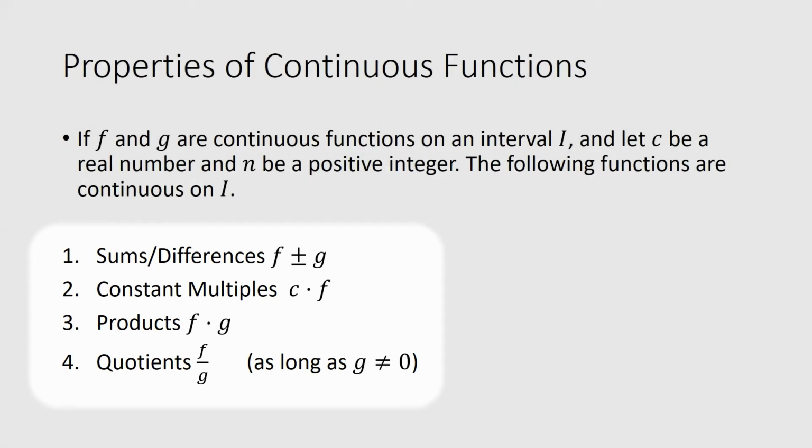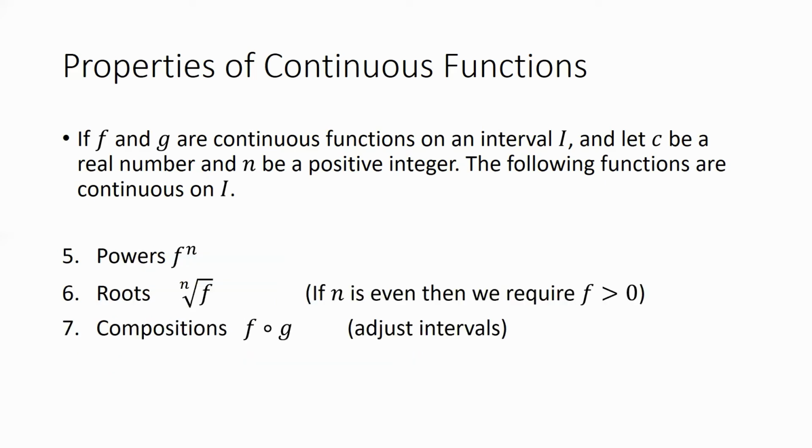So think about what that means for our observation. Well, polynomials, when you add polynomials together, all polynomials are going to be continuous. Taking constant multiples, we're going to be continuous. Products are going to be continuous. And quotients are going to be continuous as long as the denominator is not 0. So we're going to say rational functions are continuous except possibly when the denominator is 0.